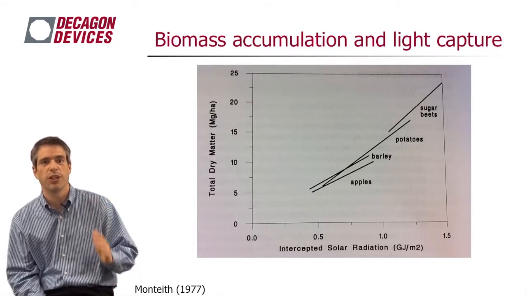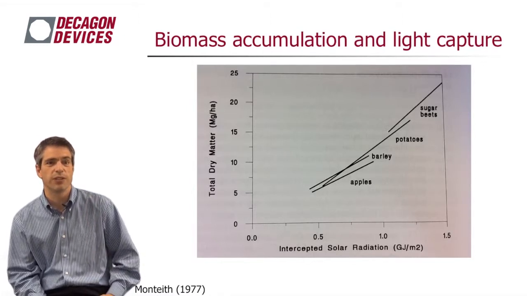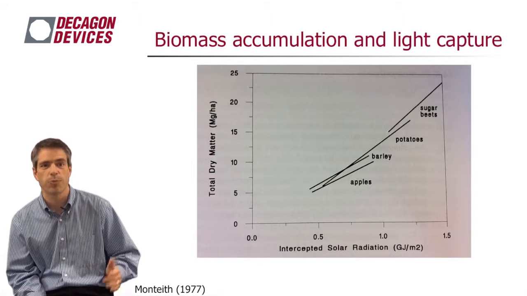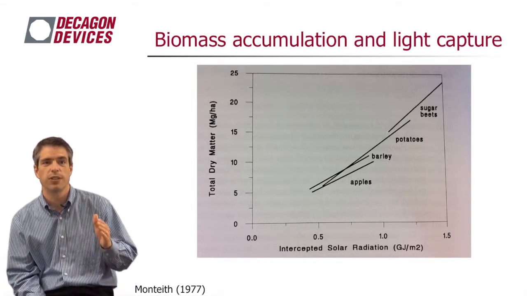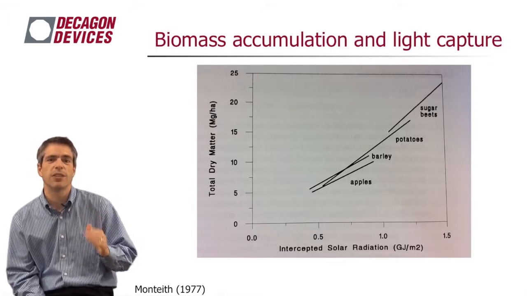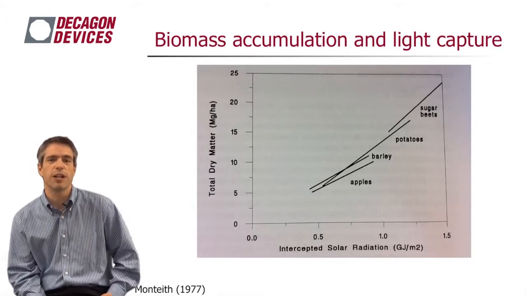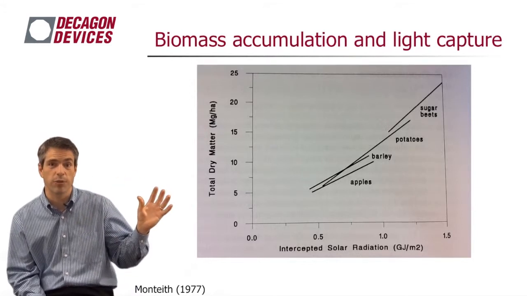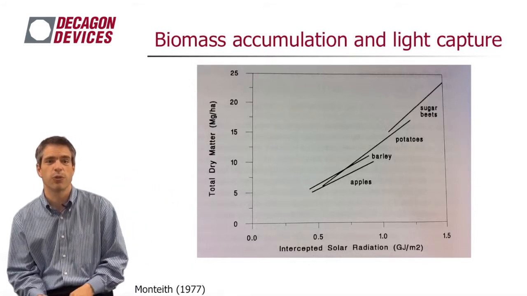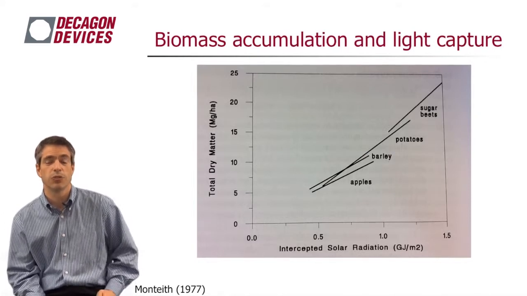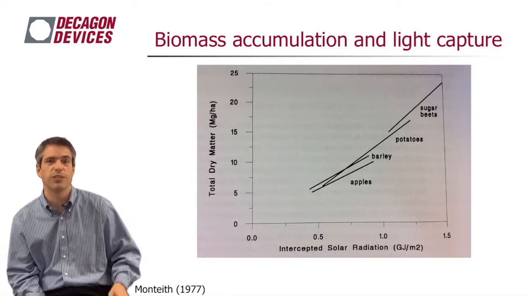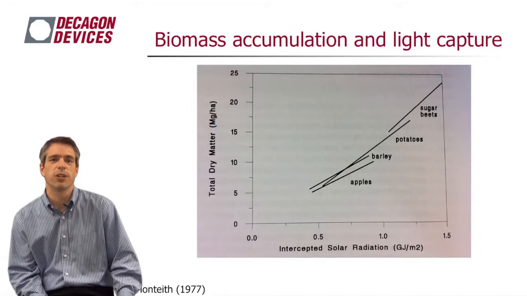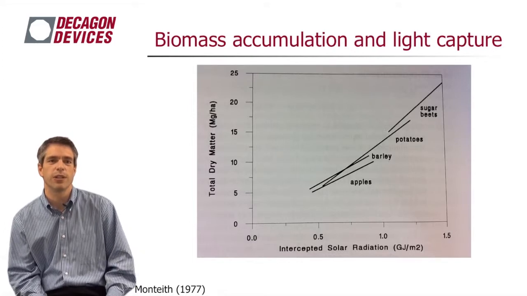But notice here that each of those lines is a little bit different. We have apples, barley, potato, sugar beets. The slope of each one of those lines is a little bit different, and the slope of that line is the radiation use efficiency. So tuck that in the back of your mind. We're going to talk about that in a few minutes, but that's what that is, and it's a little different for each crop. Now, does it differ through the season? Well, I'll let you be the judge when we get to a little bit of rice data here in a moment.